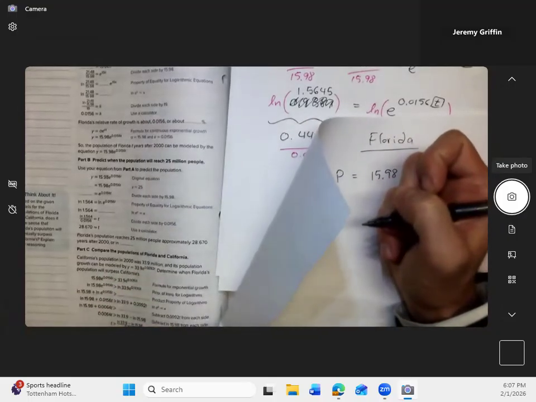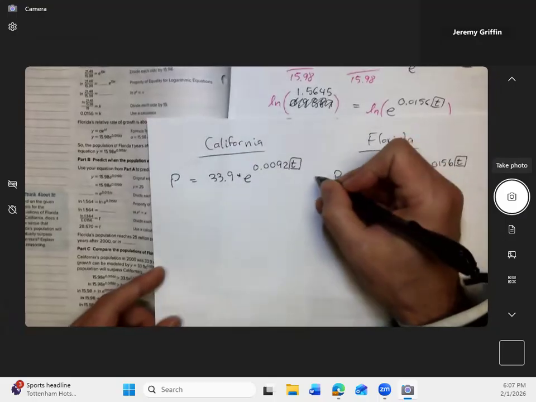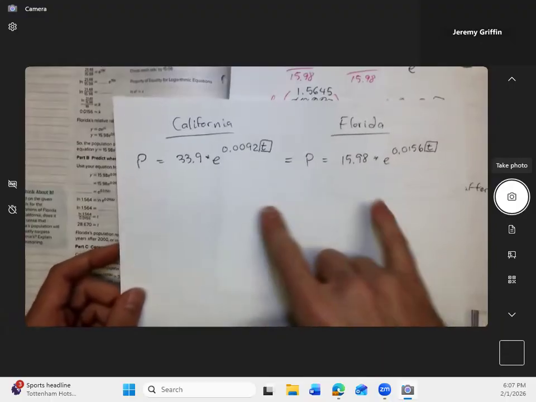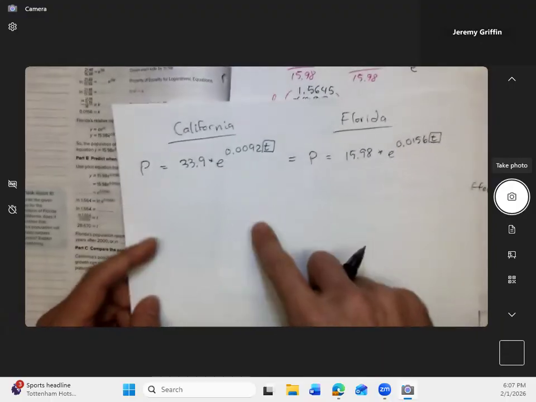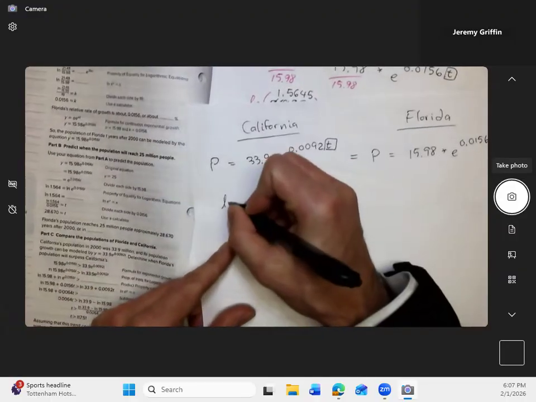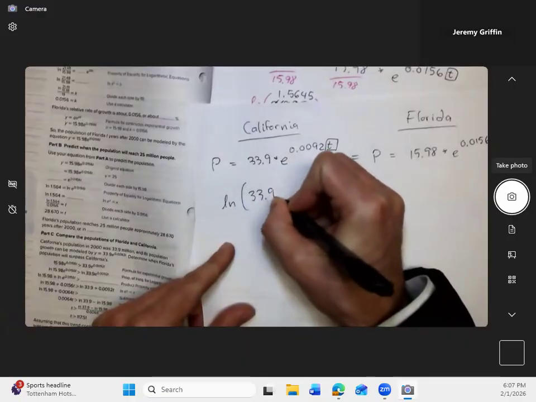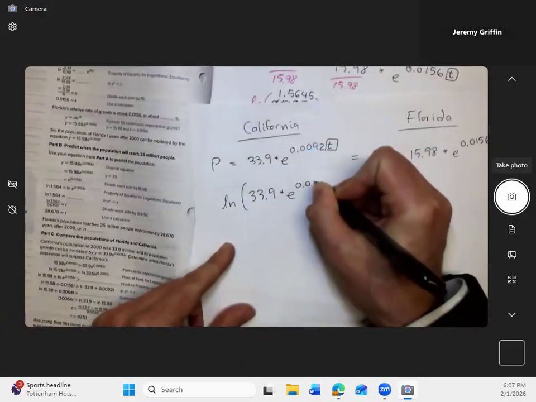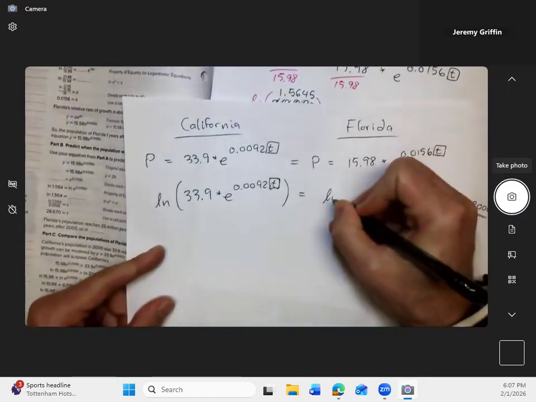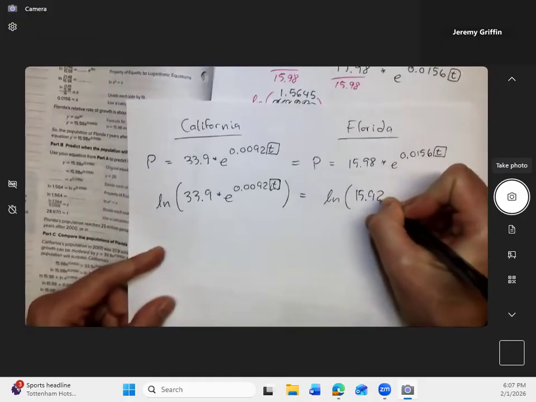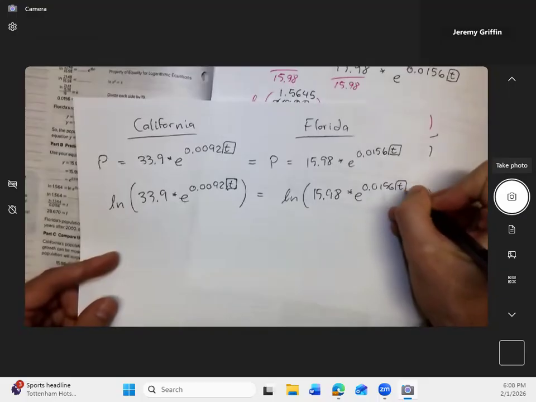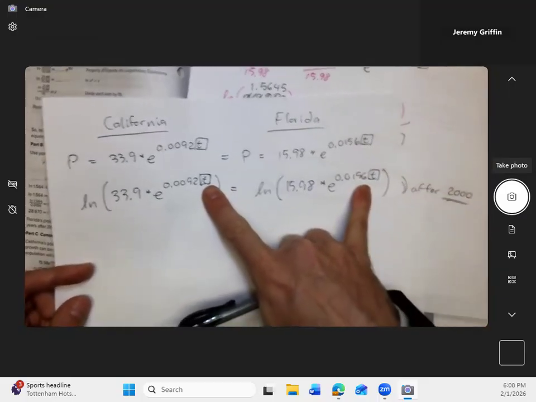Determine when, how they phrase this question, will surpass California. I'm just going to set these equal and solve for the time. So when would the populations be the same? This is equal to this. How can I solve for t? Well, I'm going to take a natural log of both sides. Natural log of 33.9 e to the 0.0092t is equal to natural log of 15.98 times e to the 0.0156t.